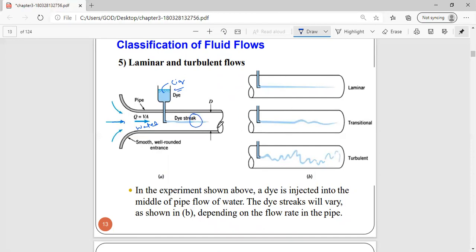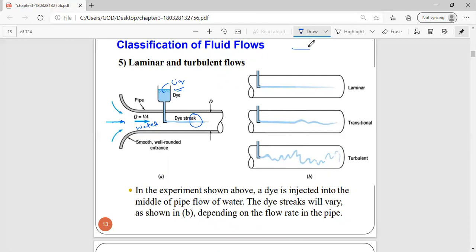we call it laminar. If it is looking like this, a transition, and if it looks like this, turbulent. But by just seeing, we can't say that. For that, we have an experiment. We'll discuss that in the lab also. But I'll discuss some more detail about this.